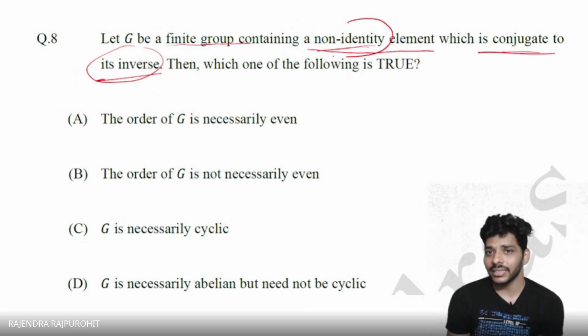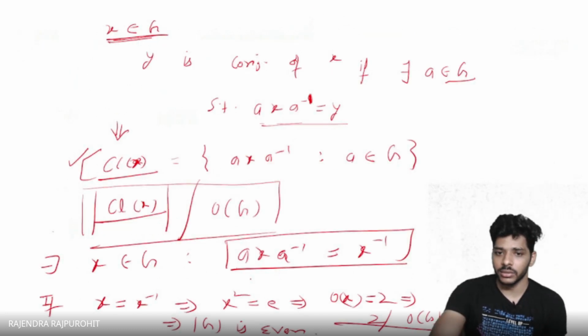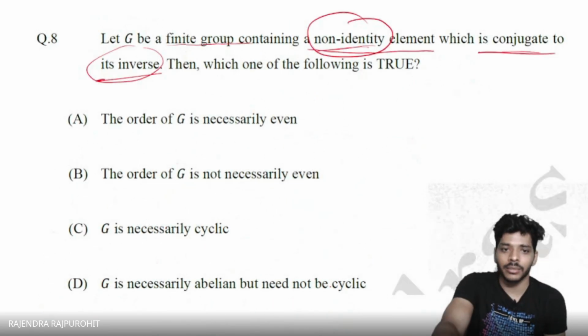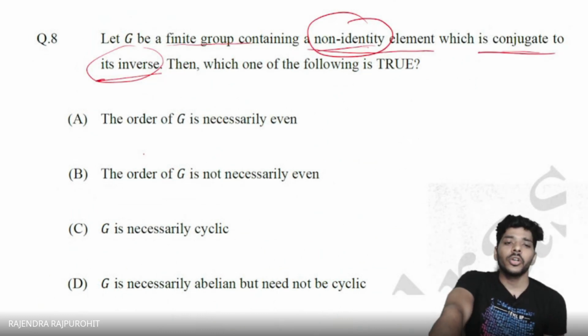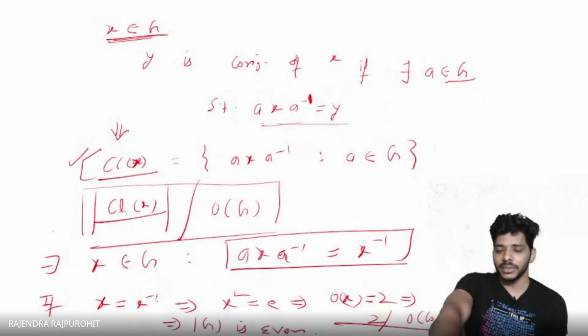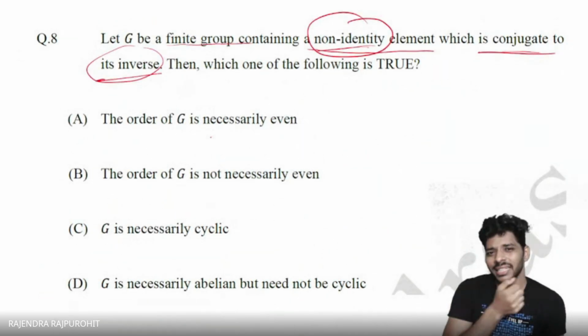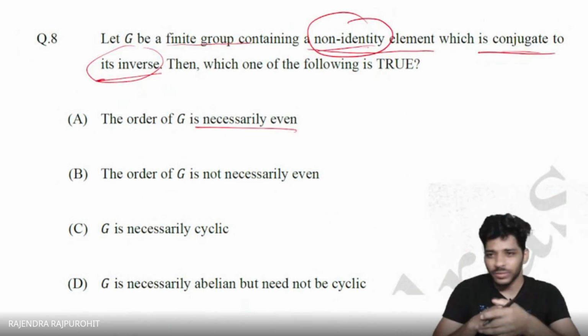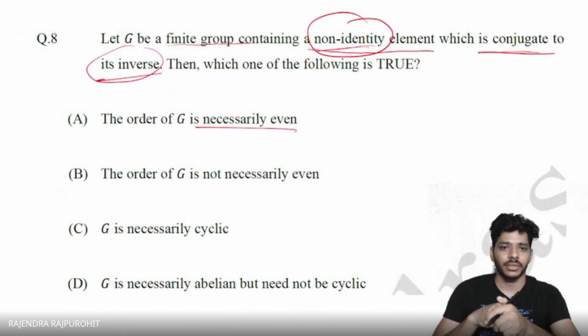Again, we are considering that it is a non-identity element. That's why I'm directly writing x squared equal to identity implies that the order of x is 2. It could have been identity, but they are saying that it is not an identity element. Order of G is necessarily even, but if we take the element to be self-inverse, we are getting even, but it is saying that it should necessarily be even, so we cannot actually say anything.